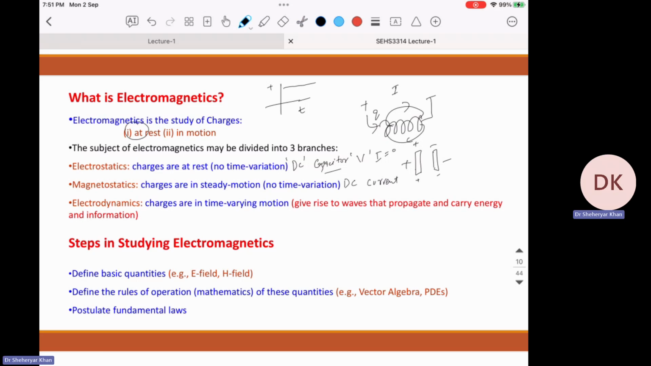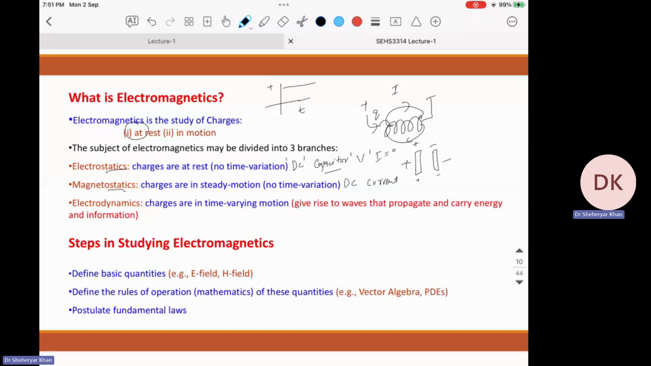So in the first case, we have a DC connected to some plates, no charge motion. Second case, we have a DC, but we have a complete circuit, let's say like a solenoid or inductor. We have a current flowing through the circuit. We have a magnetic field, right? But the current is DC.